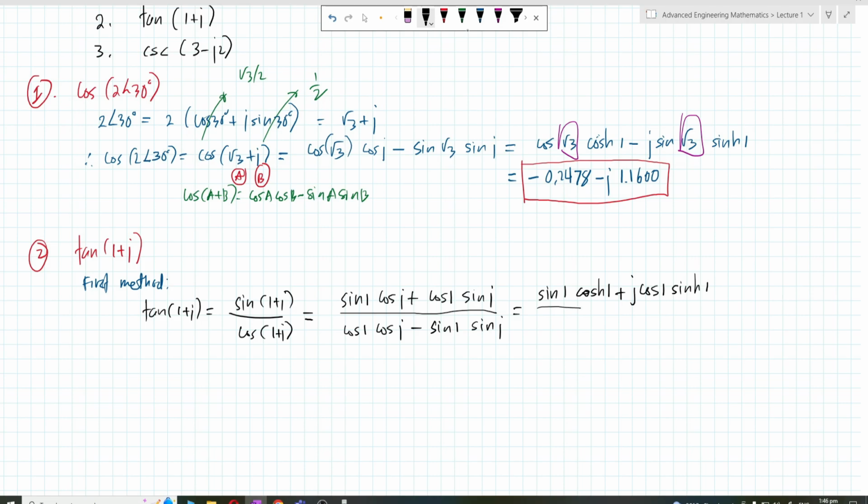Over cosine 1, cosine j is the cosine hyperbolic of 1, minus, okay, rewrite sine 1 and then sine of j, which is sine hyperbolic of 1, with a j of course. After that, you can use the calculator, guys.